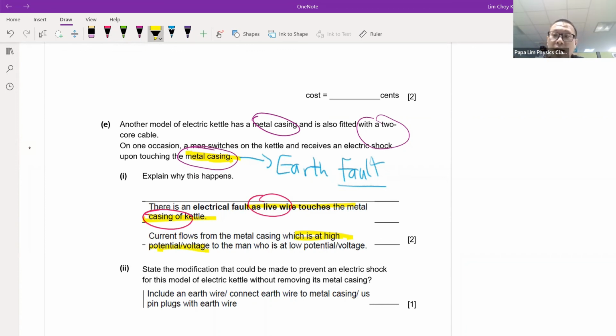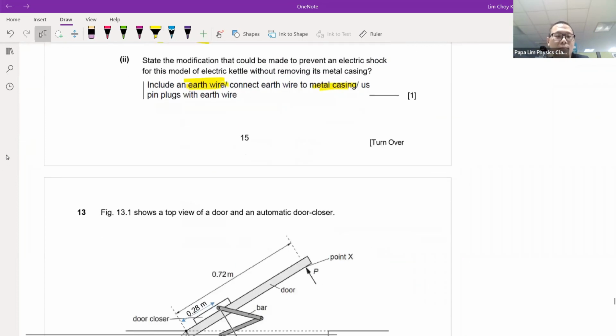Because of that, the precaution that I need is an earth cable. I need an earth cable. Connected to where? Connected to the metal casing. Remember, when we talk about earth cable and earth fault, we always make reference to the metal casing. So you have to tell me where I connect the earth cable. Having the earth cable is not good enough. I have to make sure the earth cable is connected to the right place, which is the metal casing. So take note of the wording, take note of the phrasing also.